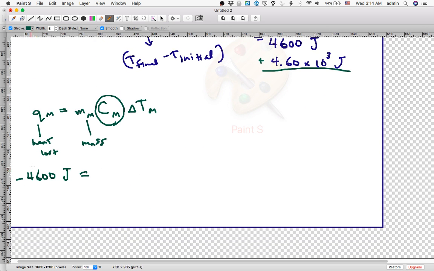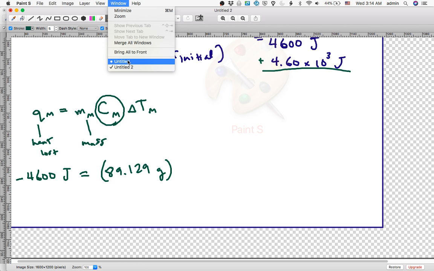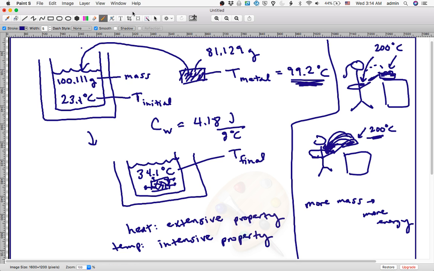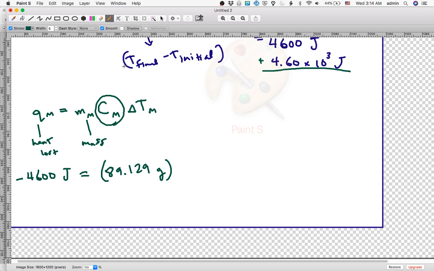So this is the heat that the metal lost. 89.129 grams is the mass of the metal. Did I get that number right? No, 81.129. Sorry about that. 81.129.